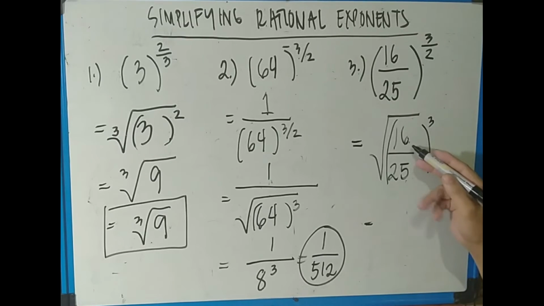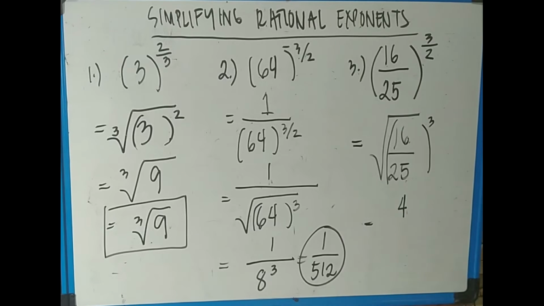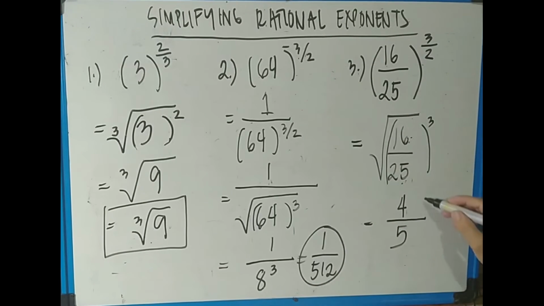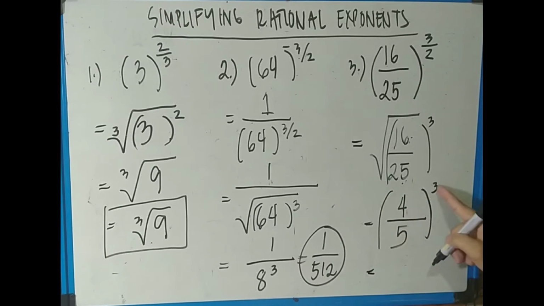So 16, meron tayong number na pag multiply by itself, 16 ang sagot. And that is 4, because 4 times 4 is 16. So we also have the square root of 25, which is number na pag multiply natin by itself, 25 ang sagot, which is 5. So the square root of 16 over 25 is also equal to 4 over 5. Now, kanina, hindi pa tayo nag-apply ng exponent niya. This is the time that we apply the cube. So, as is 4 cubed and 5 cubed.